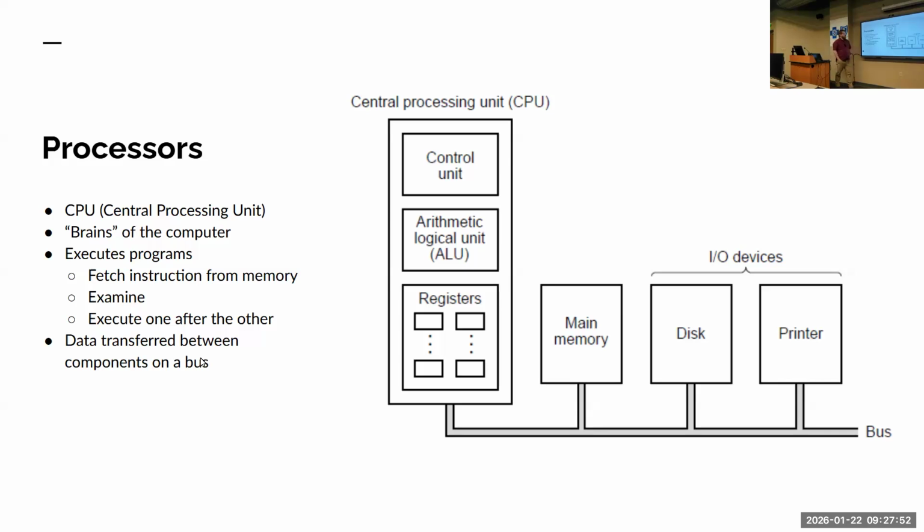It fetches instructions from the main memory. It examines them and then it executes those instructions, one right after the other. Of course, with multiple cores, sometimes it's more than one right after the other, so we're running multiple instructions. But the general idea is it fetches the instructions and runs the instructions.